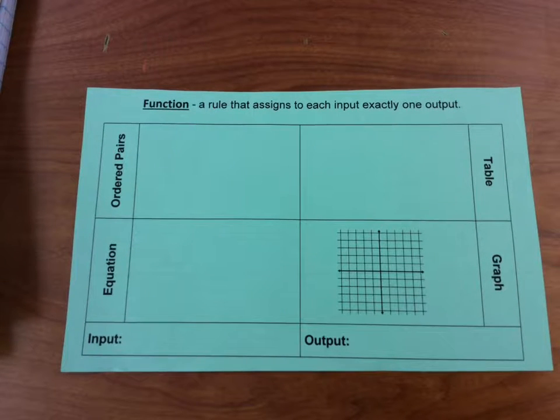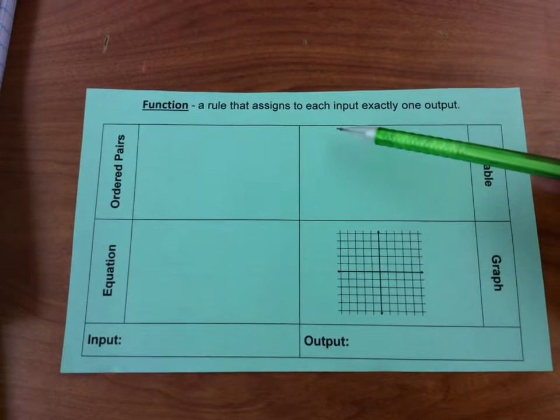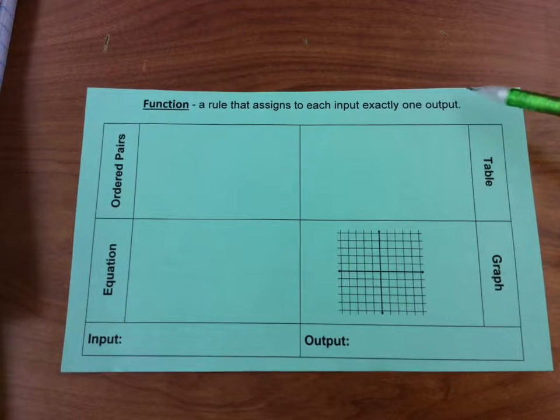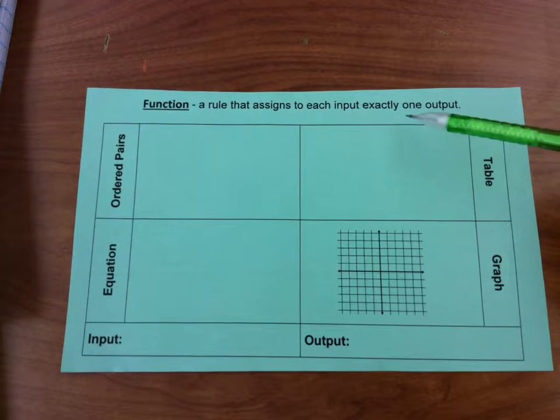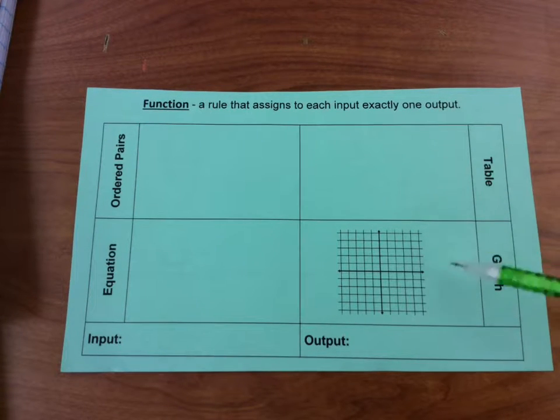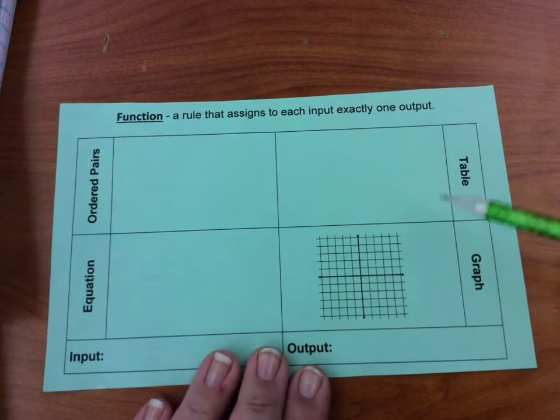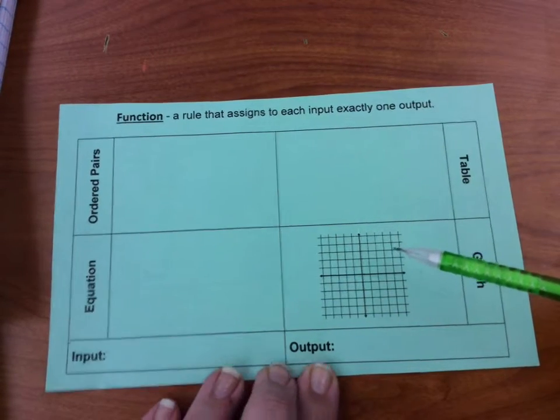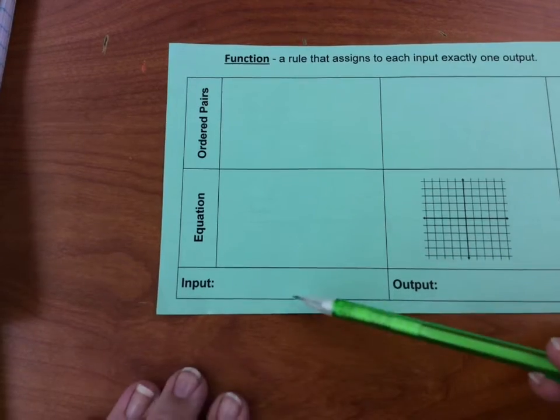All right, welcome to my Algebra 1 video on ways to represent functions. A function is a rule that assigns to each input exactly one output. So it's a relation that has a specific relationship where each input has exactly one output. We're going to show how to represent a specific function in many different ways in this video. First we'll start down here with input and output.